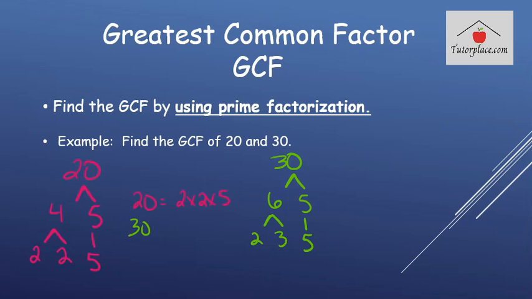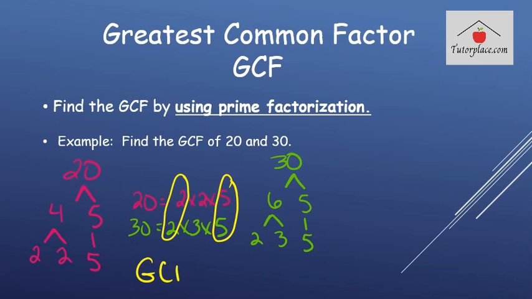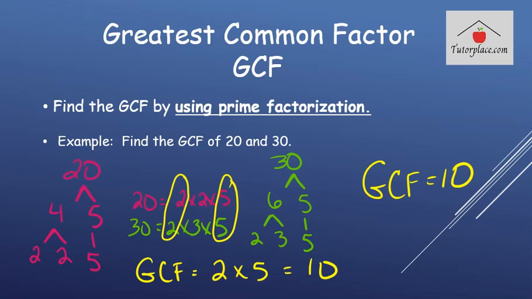And the 30 is 2 times 3 times 5. So you look and see which things are in common. Well, they both have a 2. I like to circle those. And they both have a 5. So my greatest common factor is 2 times 5, which is 10. So the GCF for this particular problem is 10.